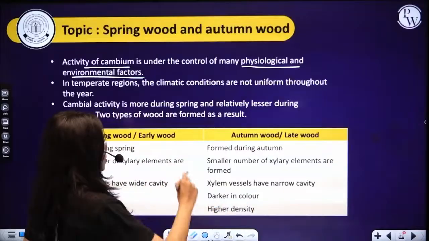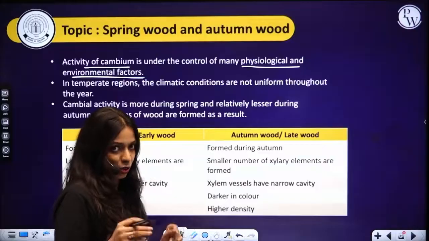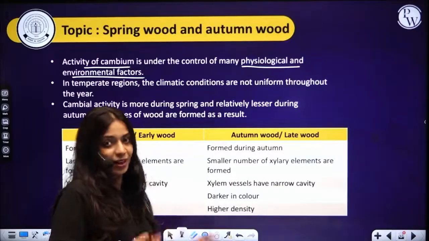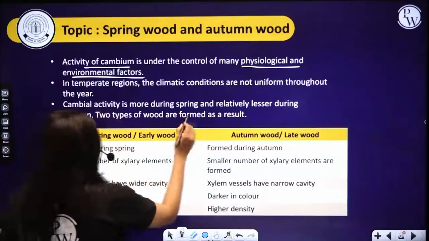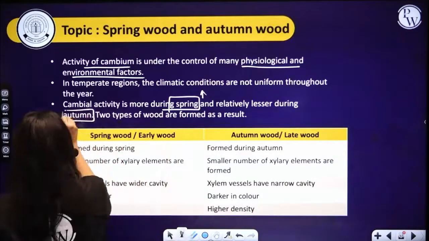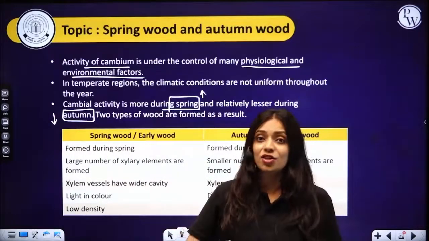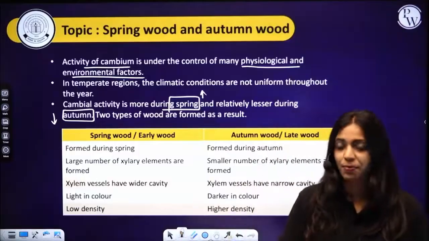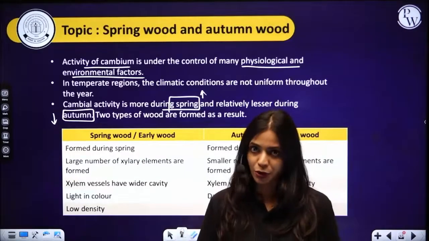In temperate regions, climatic conditions, like I already mentioned, are not uniform. They are not pleasant or the same throughout the year. It varies from season to season. The cambial activity during spring is very high compared to autumn. During autumn, it is low. Because of this variation in the activity of cambium, you can find that two types of secondary xylem vessels are produced.